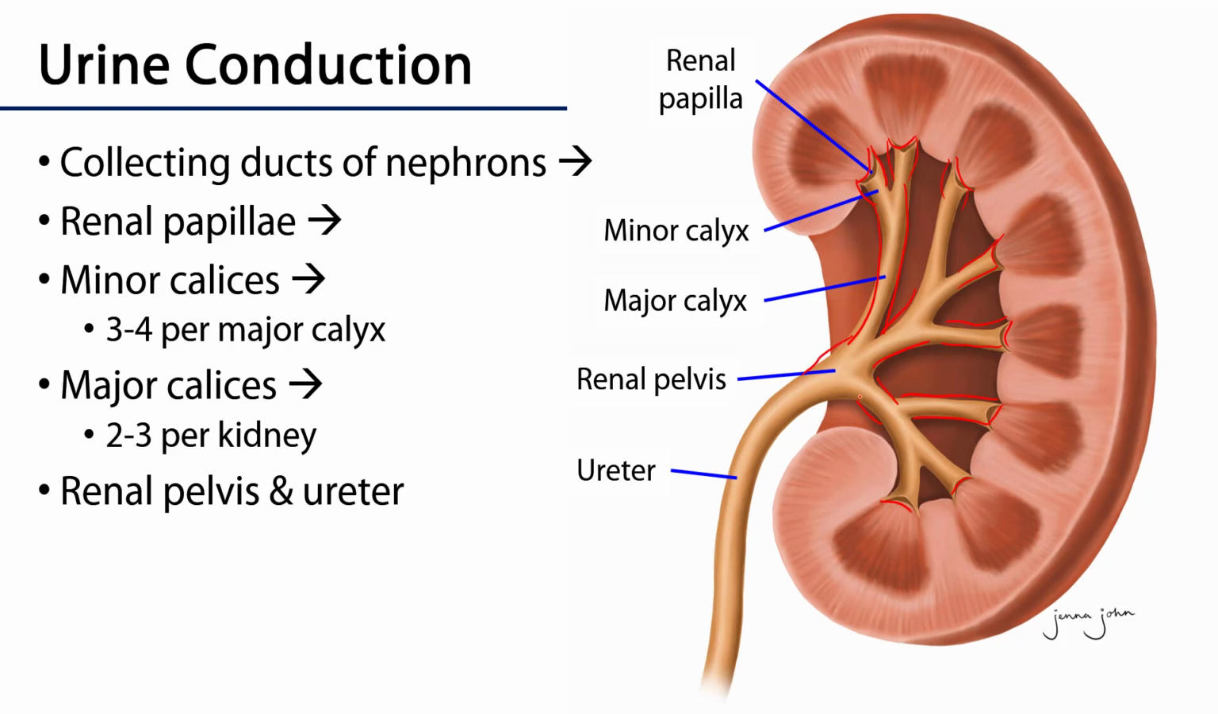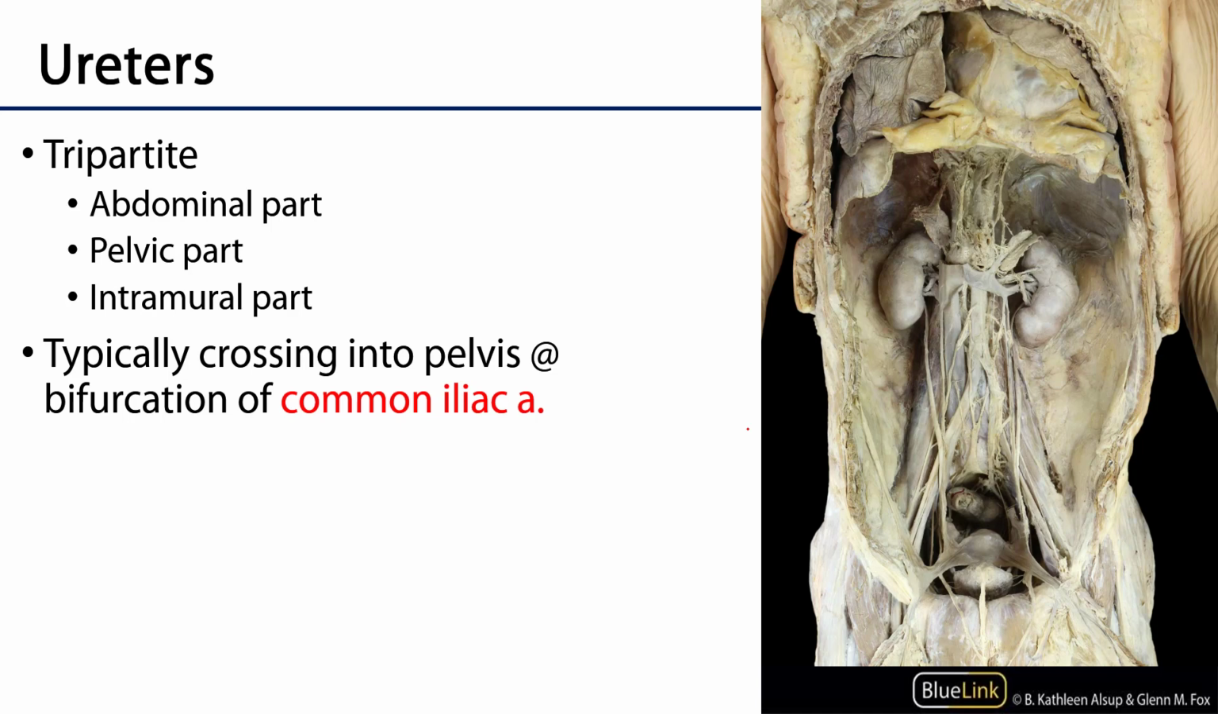And the major calyces come together to form the renal pelvis, which then is conducted through the hilum of the kidney and is contiguous with the ureter. The ureter is going to then conduct the urine inferiorly through the retroperitoneum to the urinary bladder. These ureters are tripartite. There are 3 parts to them. The abdominal part begins at the renal pelvis, and it ends at the pelvic brim, or the actual pelvis. It is the longest part of the ureter.